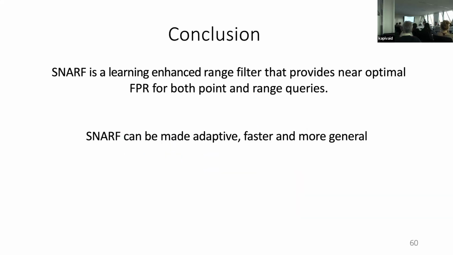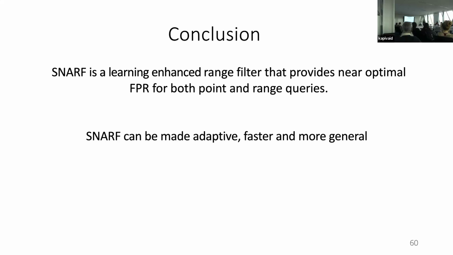So in summary, we saw SNARF, which is a learning enhanced range filter that provides near optimal performance for point and range queries as well. And it's learning enhanced because it uses simple models within it that help improve its performance. But we also use other key techniques within it, like choosing the right encoding scheme and so on, to get a space optimal filter.